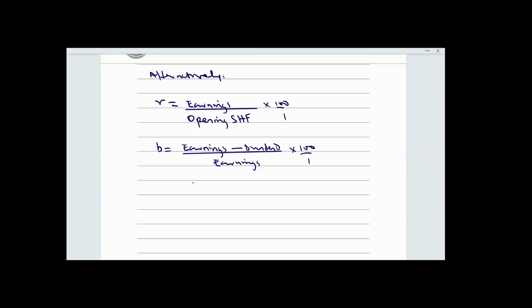So that retention, the portion that you retain in the business, is the retention rate. You want to calculate the percentage of the earnings retained in the business. To get that, you less dividend from the earnings, from the profit after tax, and divide it by the profit after tax. Then you multiply with 100%, and that will give you the percentage.